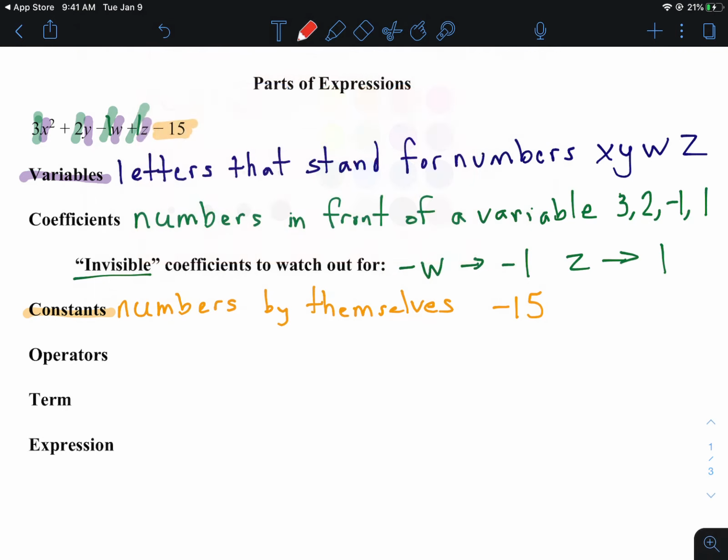Operators. In math, there are only 4 operators that we just combine in various ways as we do our work. We have addition, subtraction, multiplication, and division. So our operators in this expression, we can see there's a plus, a minus, a plus, and a minus.